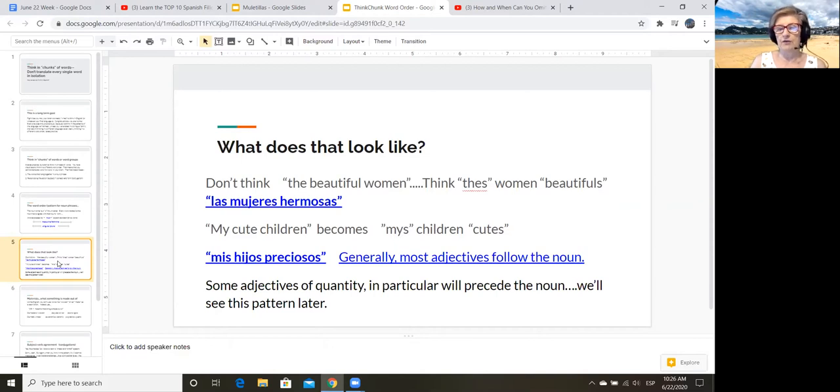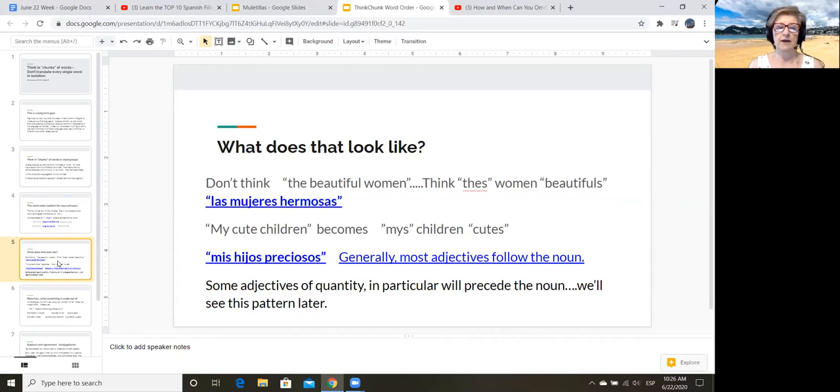Look at all the things you're doing here. Mujeres, women, obviously, is easy to figure out. That's feminine. You know, yeah, women, ladies. Las mujeres hermosas. Las needs to be feminine plural, the. Hermosas needs to be a feminine plural descriptive word because mujeres is more than one feminine person. But it's not the beautiful women, it's thes women beautifuls. Las mujeres hermosas.